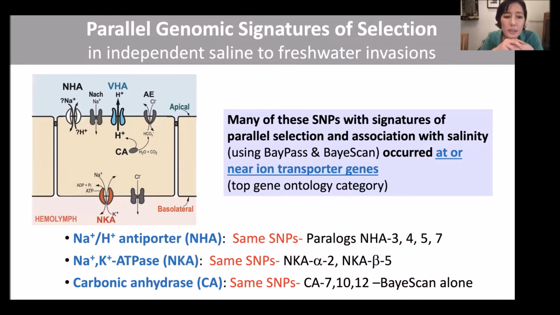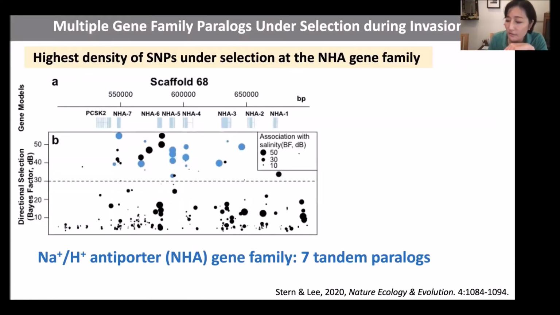And interestingly, many of these SNPs that showed signatures of parallel selection and association with salinity occurred at or near ion transporter genes. So the highest gene ontology category was ion transporters, again, like the gene expression studies, with several paralogs of NHA showing up, sodium potassium ATPase, and carbonic anhydrase. And in fact, the highest density of SNPs under selection resided within this genomic region that contained 7 tandem paralogs of the sodium hydrogen antiporter, that sodium transporter.